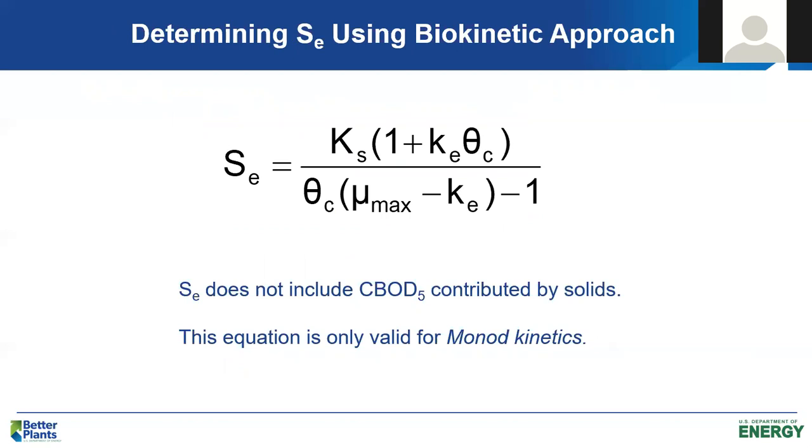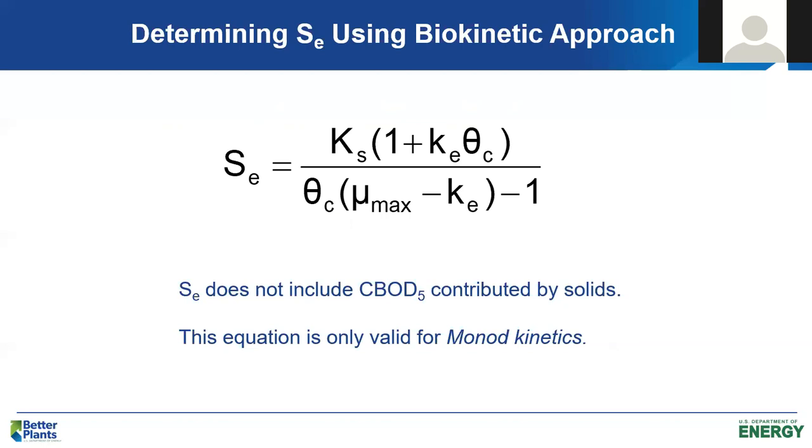This relationship allows us to calculate the soluble carbonaceous BOD5 of the effluent, which is very important. We don't have time to go through the derivation, but as we derive these relationships, normally we'll do mass balances of either biomass or substrate around the biological reactor, or around the entire activated sludge process, to develop these design relationships. The important thing I want you to recognize is that on the right-hand side of the equation, everything except theta sub C, which is another name for sludge age, is a biokinetic constant.